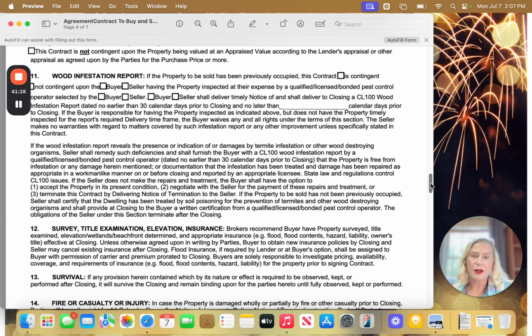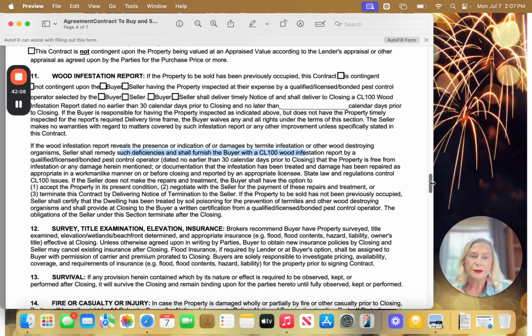If the CL 100 comes back with being positive for having a termite infestation or other wood destroying organisms, the seller shall remedy these deficiencies and provide the buyer with a fresh, clean CL 100 report that says that everything is all cleared and has been remedied. If they choose not to do that, then the buyer has the right to negotiate the repairs. Maybe they can do money in lieu of CL 100 repairs, or they have the right to terminate. If the seller does not make the repairs, the buyer has the right to terminate. CL 100 is required under South Carolina law to be met as far as contractual purposes.